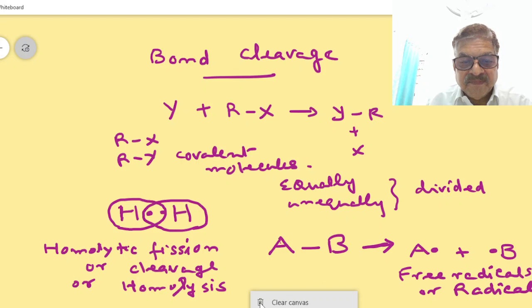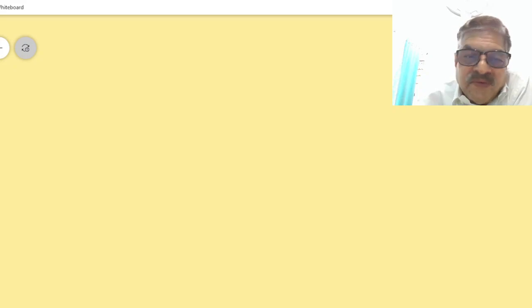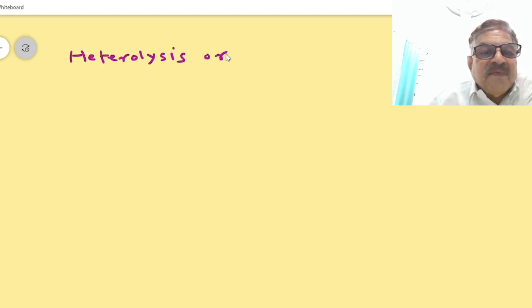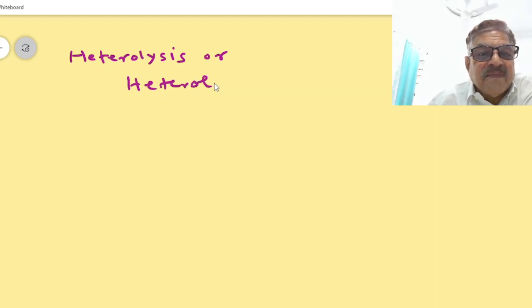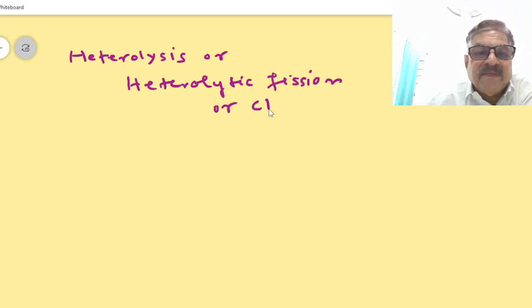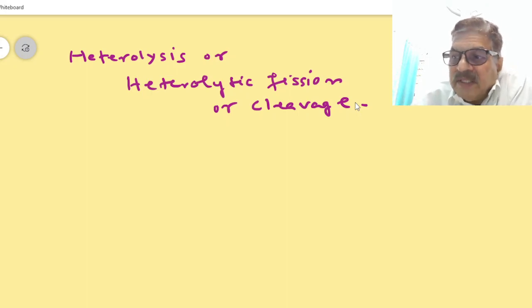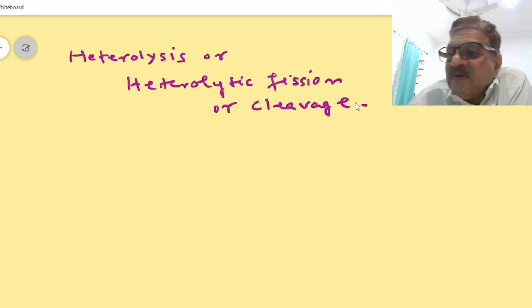Here it is equally divided. Now, breaking a bond by unequally dividing the electrons between the two atoms of the bond is called heterolysis, or heterolytic cleavage, or heterolytic fission. We have one way of equally dividing the electrons, and the other is heterolysis.